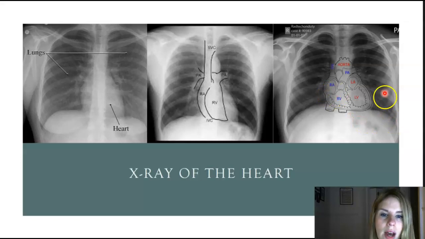Alright, so as I say, if the heart looks large, that might be concerning that there's an underlying pathology. So chest x-rays are useful for assessment and can give clues that there might be something more sinister going on. However, for more detailed information about the heart or about an underlying pathology, we then look to cross-sectional imaging to give us that information.